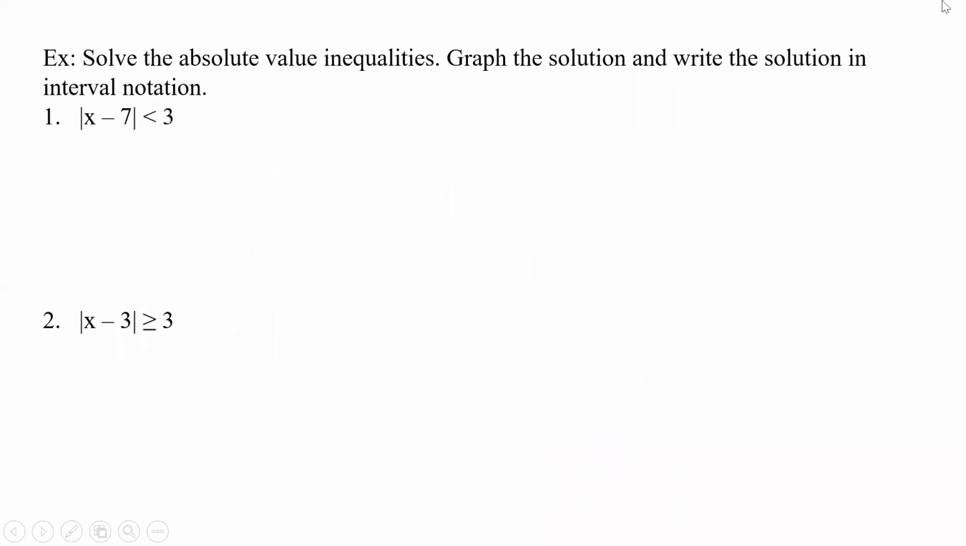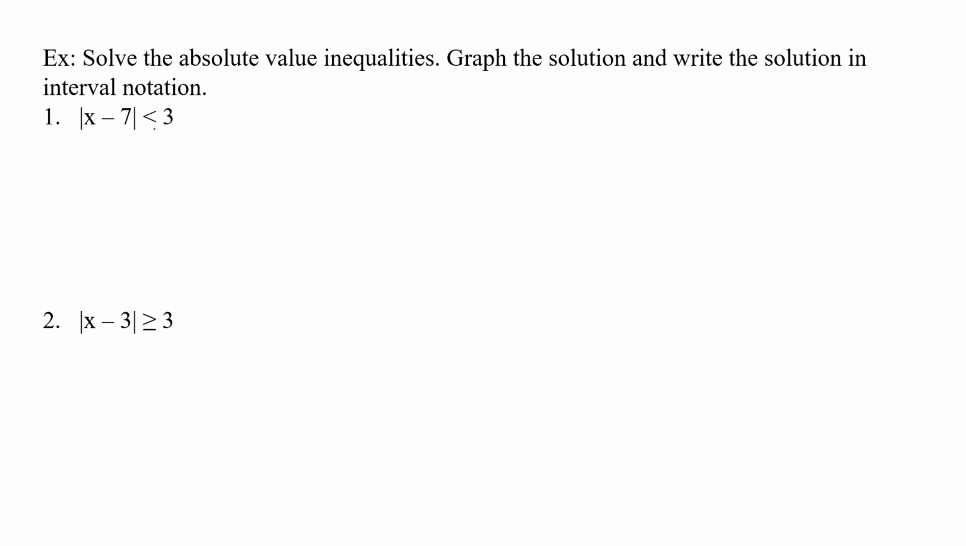All right, so our first one, what we're going to do is solve the absolute value inequality, then graph it, and then write the solution in interval notation. So kind of what we've been doing all along. Now, this one we can't simplify anymore. So we have an absolute value on one side and a number on the other side.